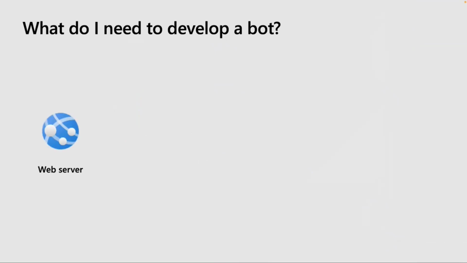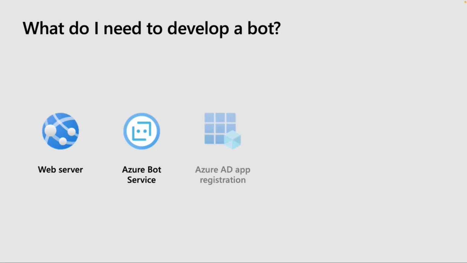Now, there are a few things that you need to develop a bot for Teams. The first thing that you're going to need is a web server. This is where your code actually runs, where your bot logic is going to be running. You need an Azure bot service. This is the service that you're going to interact with from the code side that is actually going to send messages into Teams, and you receive messages back as well.